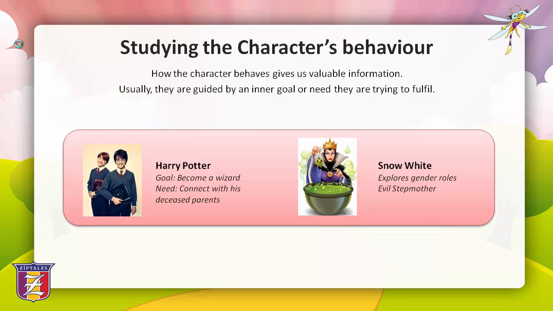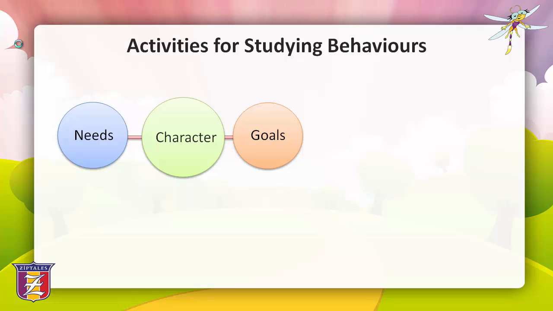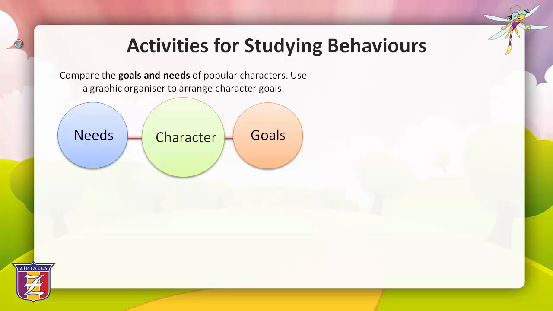So here are some activities we could do with our students to look at how we can study characters' behaviour and the subtext behind it. You could compare the goals and inner needs of characters in popular movies or books, using a graphic organiser to display the relationship between the character's inner need, the story subtext, and their main goal in the story, such as the example of Harry Potter we just mentioned.